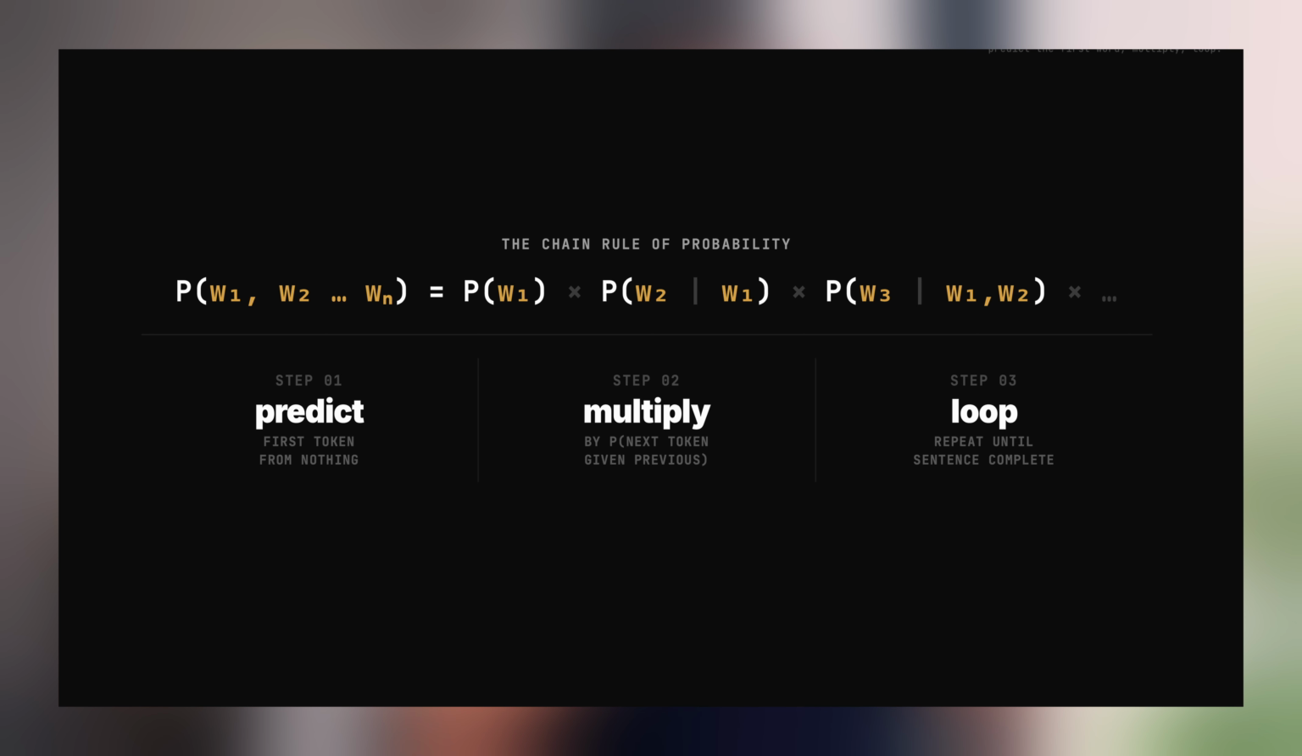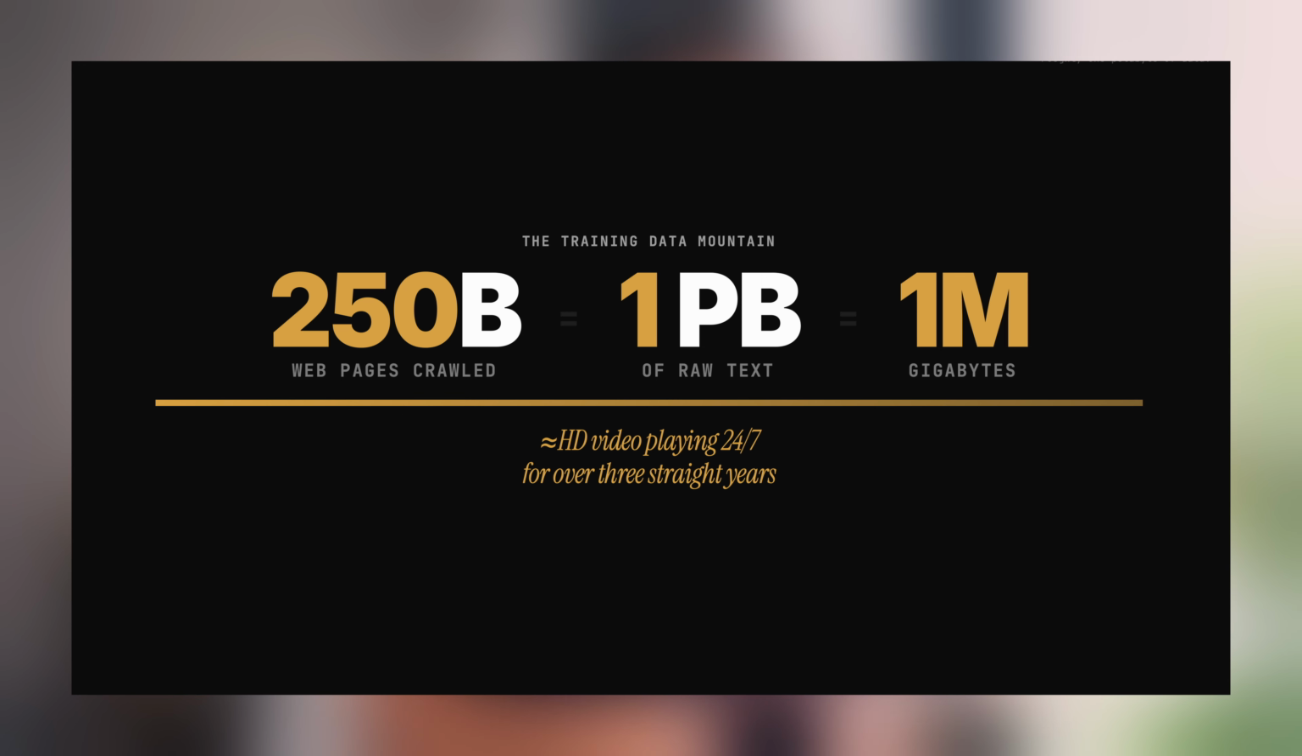But to learn these very precise mathematical percentages, it has to read a mind-boggling amount of text. So the engineers use web crawlers to download around 250 billion web pages, which is roughly 1 petabyte or even more, or millions of gigabytes of data. To put 1 petabyte in perspective, it's roughly equivalent to storing a continuous HD video playing 24/7 for over 3 straight years.